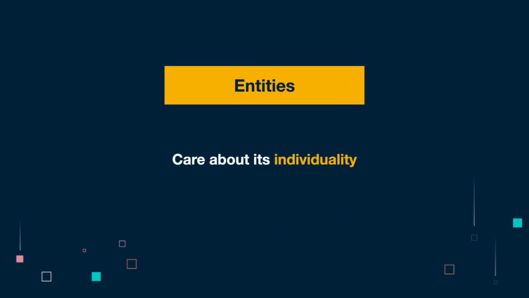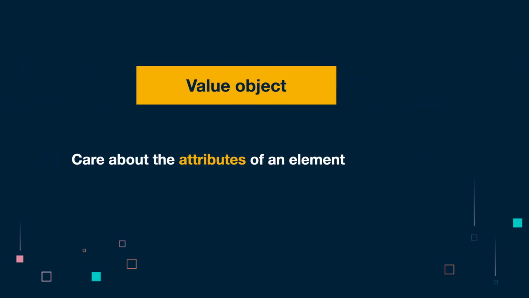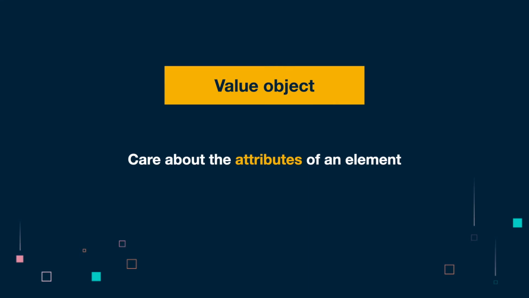The first one is entity. We design a domain object as an entity when we care about its individuality, where we have to determine its identity correctly, and how we are going to obtain it. And the second one is value object. We design domain concepts as a value object when we care only about the attributes of an element of the model and not its identity.